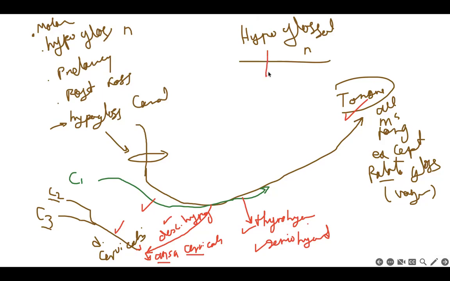If you want to test this nerve in the patient, ask the patient to protrude the tongue outward. It will be in the midline. If there is deviation of the tongue, it will be a same-side lesion, or same-side paralysis of the hypoglossal.